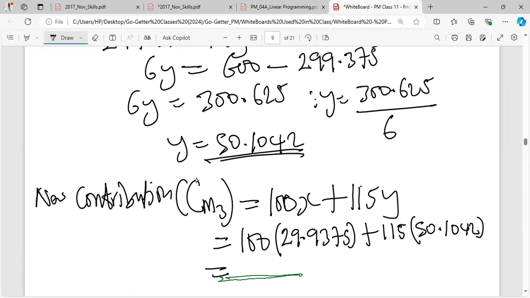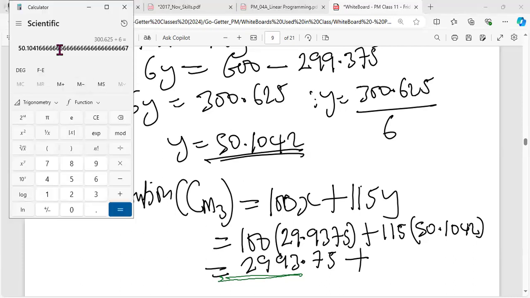So let's look at it. Multiply by 100, the decimal will move 2 places to become 2993.75. Let's multiply this one also now. I have this on my calculator. Multiply by 115. I have 5761.98.